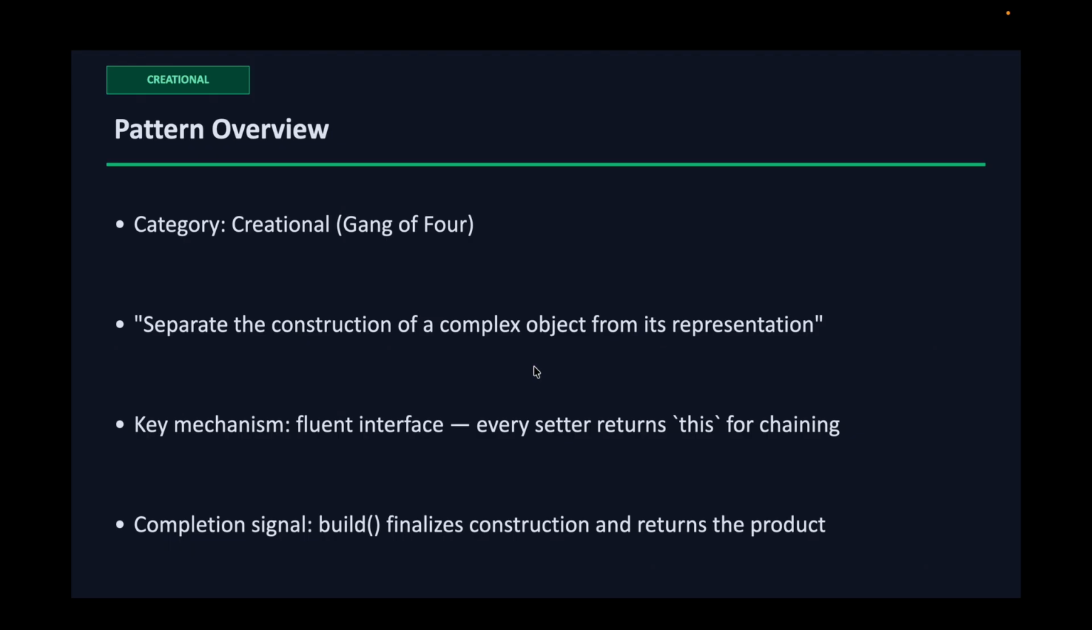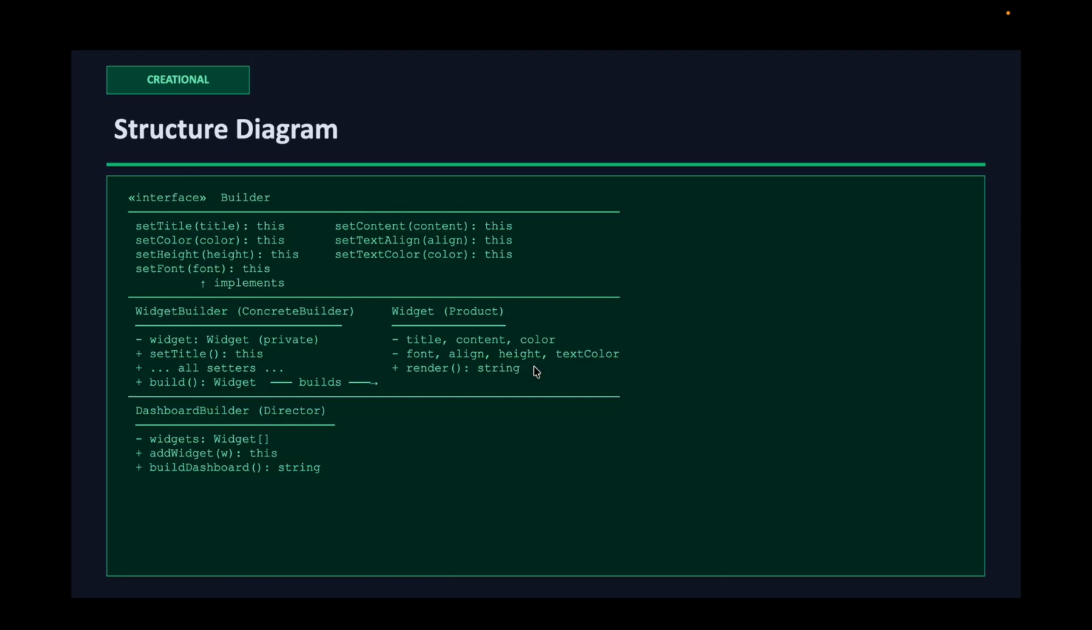This means that every setter will return this, so you can chain calls into a single readable expression. We can see that this will call this build method, and then it will read more like a sentence, and then it will finalize construction and return the product. In our demo and example, we'll go over and look at this in action.